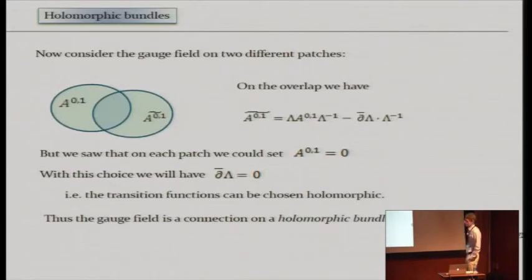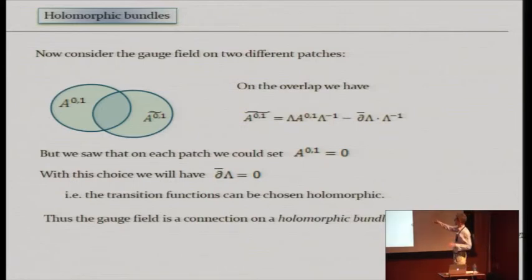Now let's consider the gauge field in two patches and look at the overlap. Here we have a gauge field A01, here we have a gauge field A01 tilde. And on the overlap, they have to be related by a transition function, which is itself a gauge transformation, lambda: A01 tilde equals lambda A01 lambda inverse minus d lambda lambda inverse. So that's a general expression.